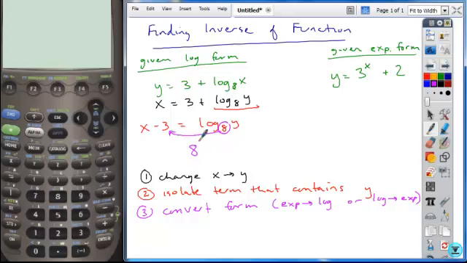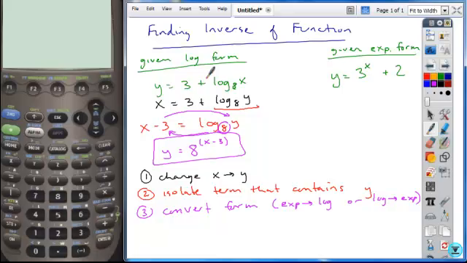We're going to take it to the power of whatever is on the other side of the equation. So the power of this base 8 is going to be the whole expression, the binomial x minus 3. Then we set that equal to whatever's inside the log, so we set that equal to y. This allows us to get the equation in the form y equals, and so this would be our inverse of the given expression.